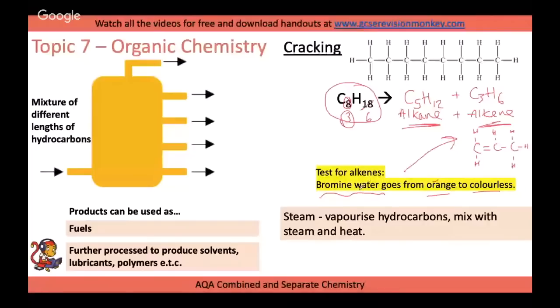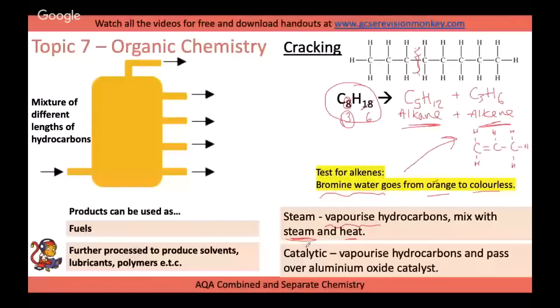One of those is steam cracking. So for this process, you would vaporize your hydrocarbons, so turning them into a gaseous vapor, and mix them with steam and heat them up, and that will then crack your hydrocarbon. Or you may well see something called catalytic cracking. It's got the word catalyst in there. And this is where you vaporize the hydrocarbons again, but this time pass them over an aluminium oxide catalyst, and it will do the same process of cracking the molecule.